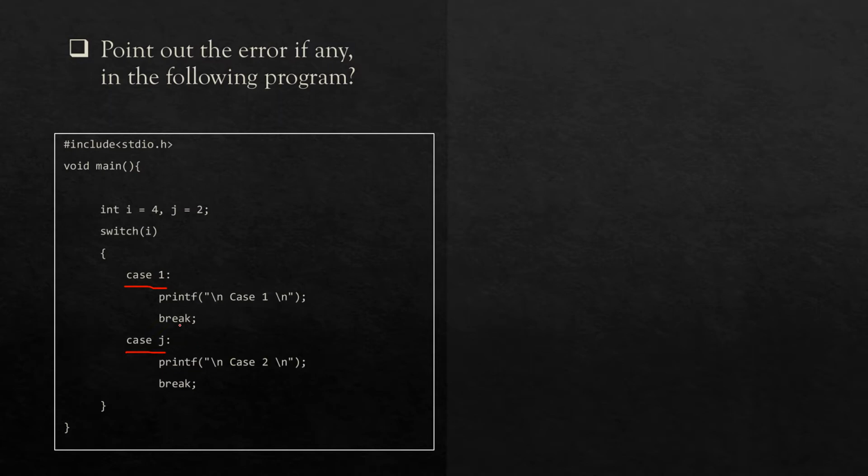So is it possible to give one integer value and one variable? Though we have a variable j initialized with the value 2, is it possible to give a variable inside a case? No, we cannot put a variable like this. So the answer: a constant expression is required in the second case, we cannot use j. So this is our answer. We have to give here 1, 2, 3, 4 like this.